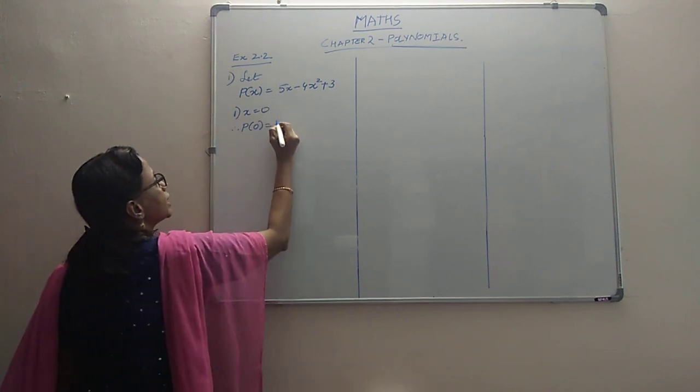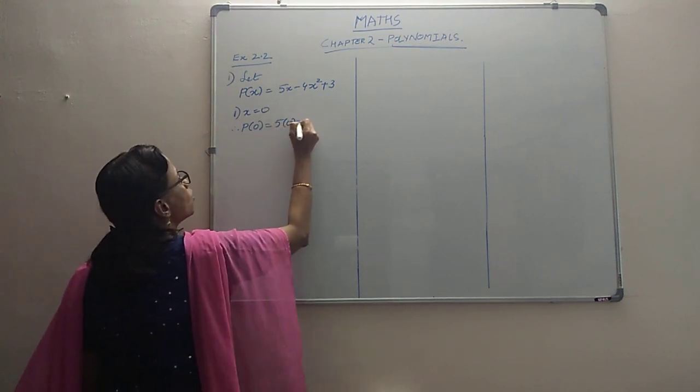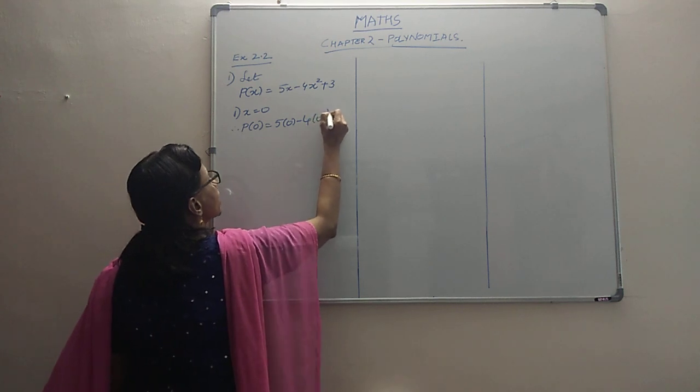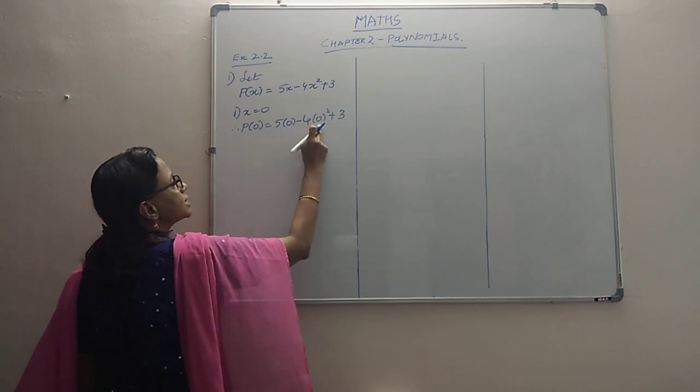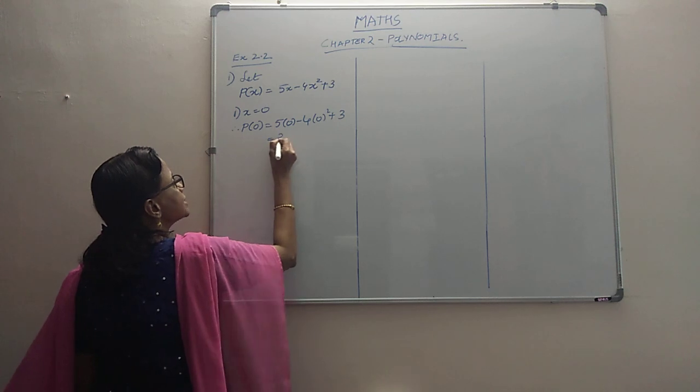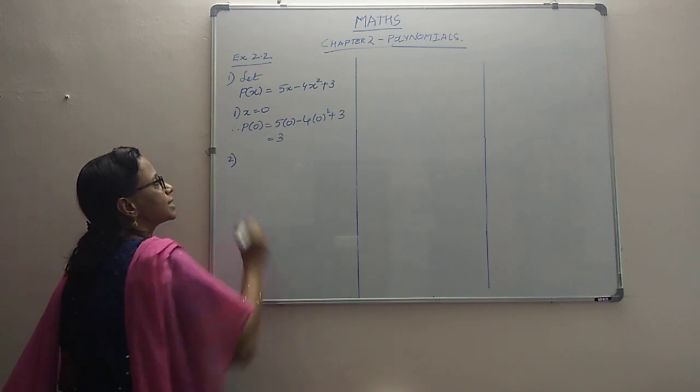What happens here? It becomes 5 into 0 minus 4 into 0 squared plus 3. It's clear to us that this and this will become 0 and your answer is 3. So p of 0 becomes 3.